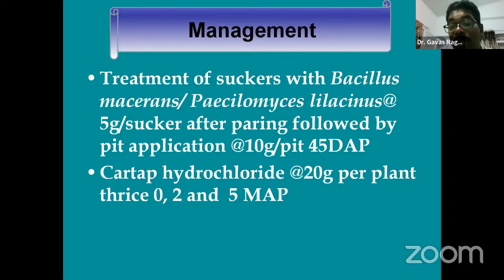Among the chemicals, we have observed that application of a granular insecticide or nematicide called cartap hydrochloride gives excellent 100% reduction in nematode attack, and the application rate is 20 grams per plant. We have to apply it thrice: at the time of planting, followed by 2 months after planting, and the 5th month after planting. We apply 20 grams, 20 grams, 20 grams, three times around the plant base. It gives an excellent, 100% result in effectively managing plant parasitic nematodes attacking banana.